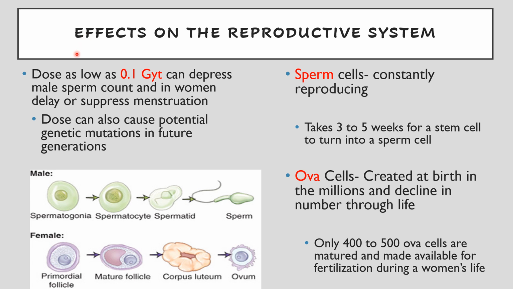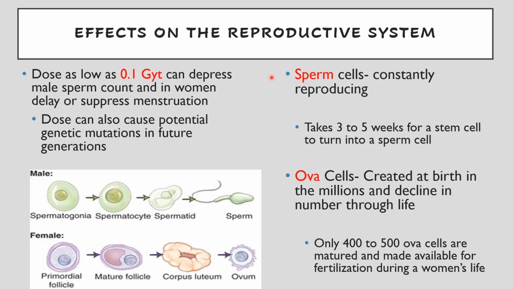Effects on the reproductive system. A dose as low as 0.1 gray tissue can depress male sperm count and in women delay or suppress menstruation. Dose can also cause potential genetic mutations in future generations. So here we have our spermatogonia, spermatocytes, spermatids, and sperms. In females, primordial follicles turn into mature follicles that convert to corpus luteum and to the ovum.